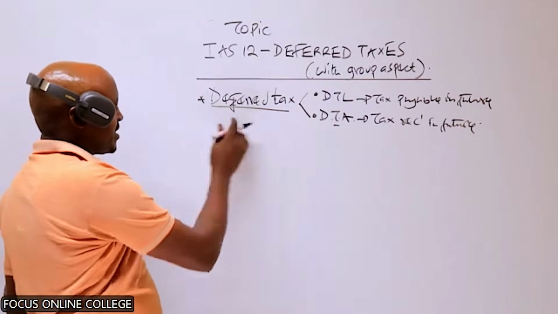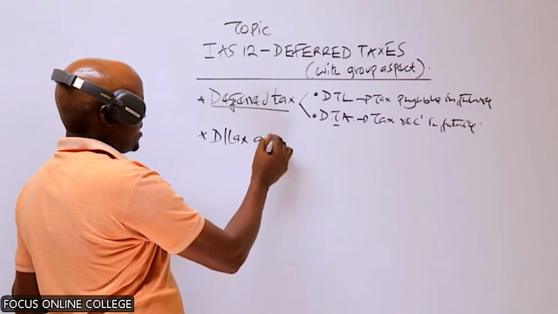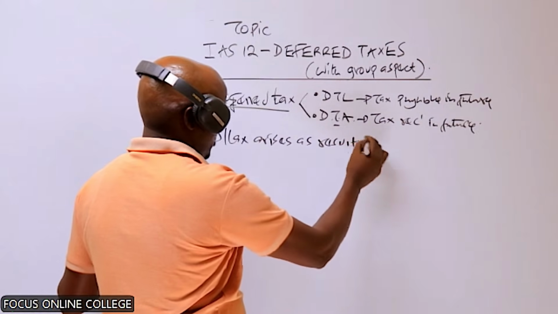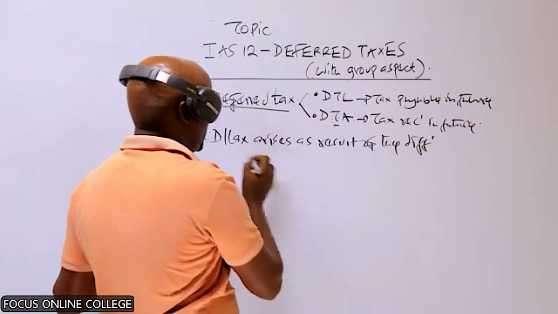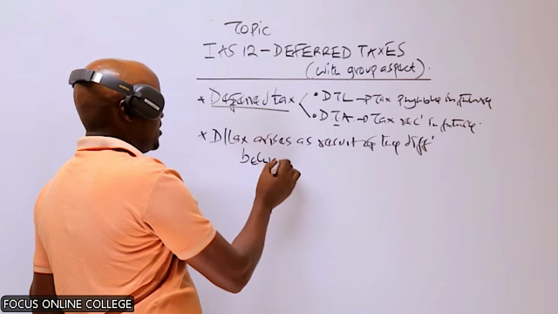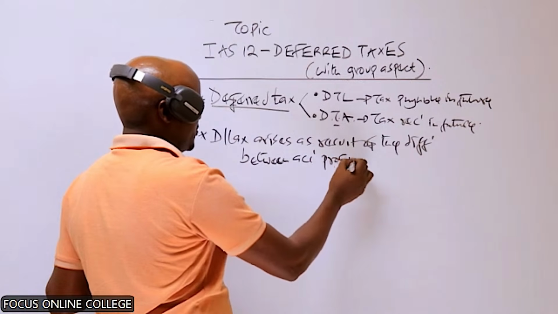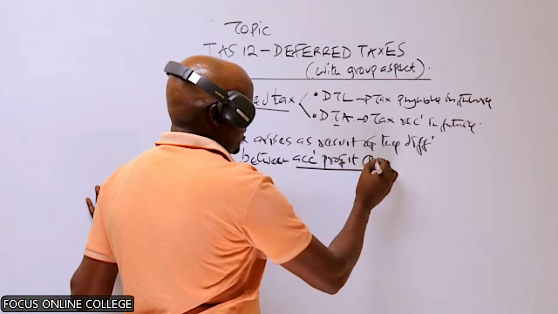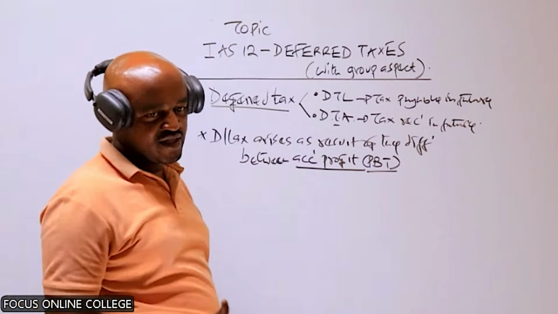Now, deferred tax arises as a result of the difference between the accounting profit and, in this case, when we talk about the accounting profit, in other terms we also refer to it as the profit before tax. The profit before tax.